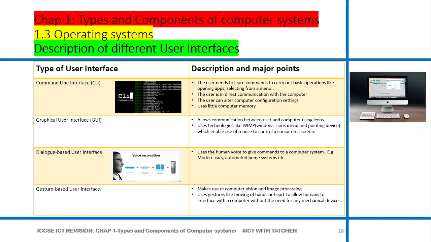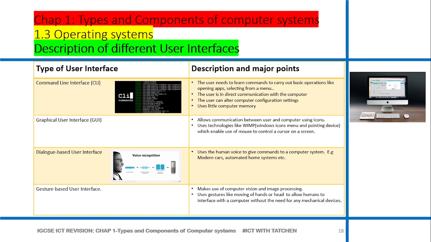One major key feature of the command line interface is that the user is in direct communication with the computer, which is why most of these CLIs are used by hackers or programmers. Another point you need to know is that CLIs use very little computer space, so computer memory, making them much faster to process whatever you want them to do.